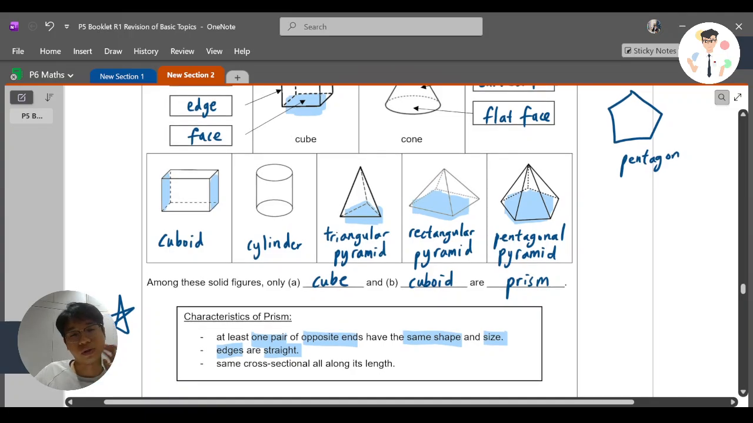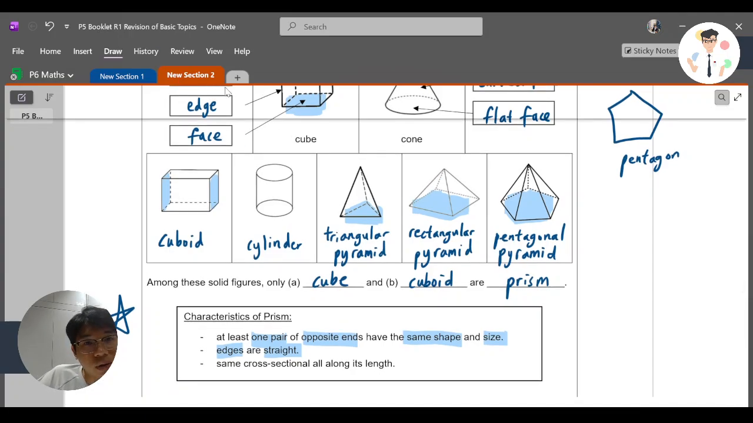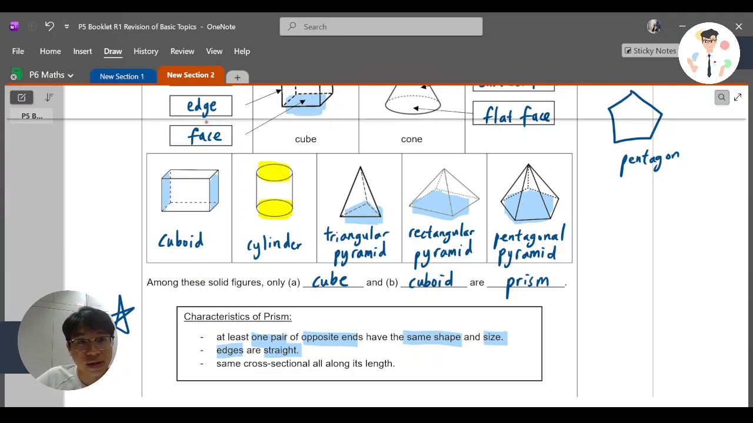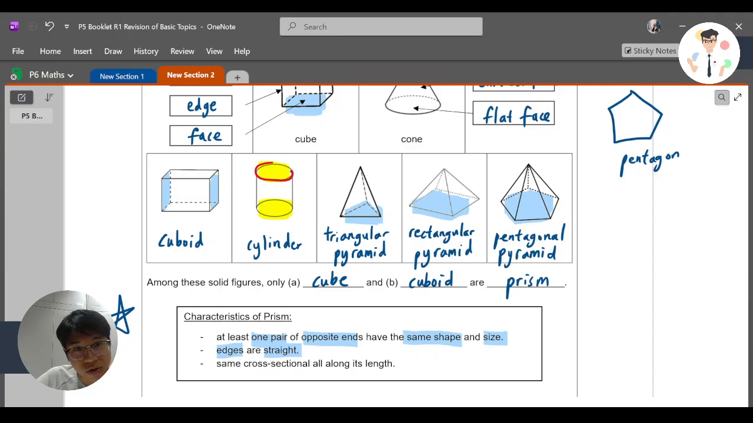Then you might be thinking, teacher, if you look carefully, the cylinder, this face is a circle. This face is also a circle. Why is it not a prism? This is because of the second requirement here. Again, the requirement says what? Edges are straight. But as you can see, these lines are not straight. These are all like turning a circle, right? Curved. So it's not straight. That's why the cylinder is not part of the prism.